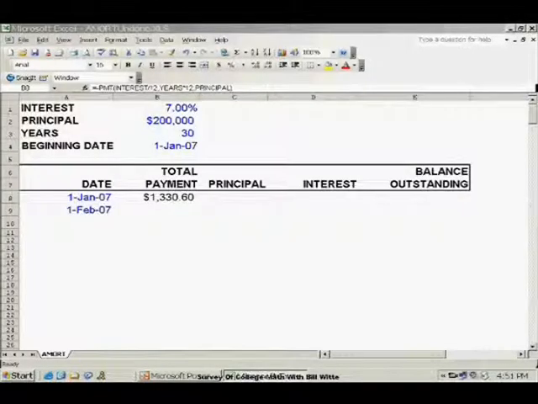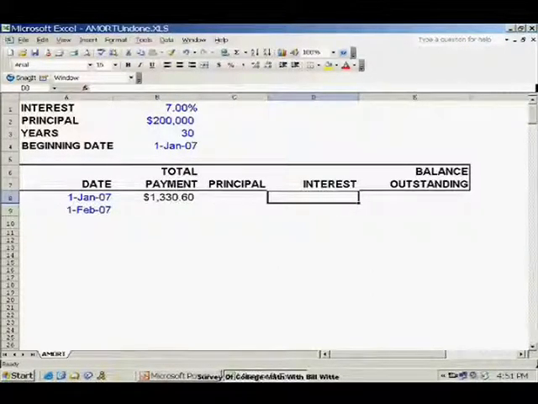Now I've got some really bad news for you. Of that monthly payment, $1,330.60, very little is going to go against your balance that you owe, at least for the first couple of months. You know why? Because you owe interest. And you know, you owe interest on $200,000. That's a lot of money.